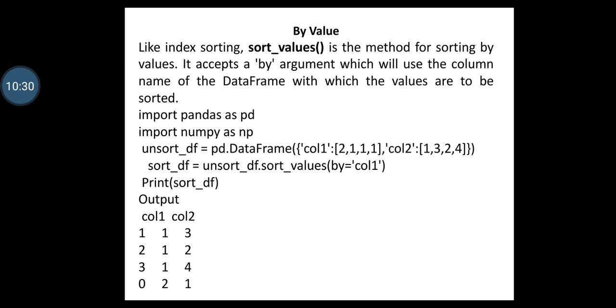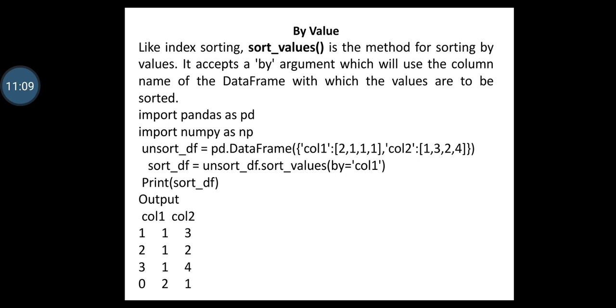It means the sorted values are stored in a data frame. So that's why I am writing sort_df is equal to unsort_df dot sort_values. So we use the by argument equal to column 1. It means the data is sorted by the column 1 values, and then print sort_df.